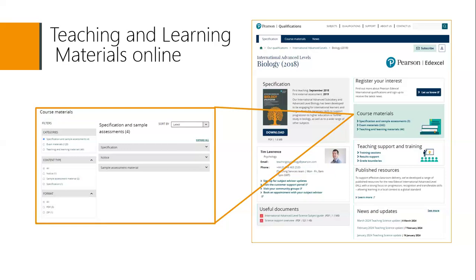They're available on the website, and the web page has 4 tabs where you will find specification and sample assessment materials, exam materials, and in the exam materials there are past papers, mark schemes and examiners' reports, forms and administration, and then teaching and learning materials, more exemplars, lesson plans, course planner, and much more.